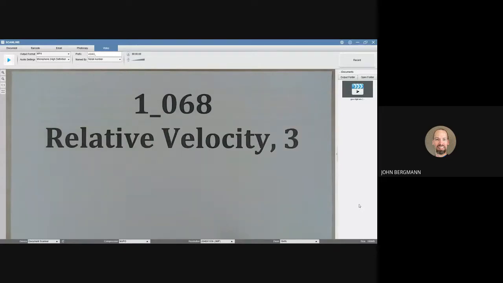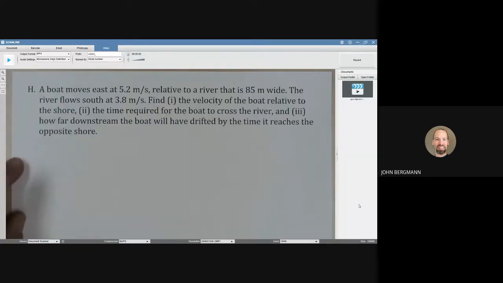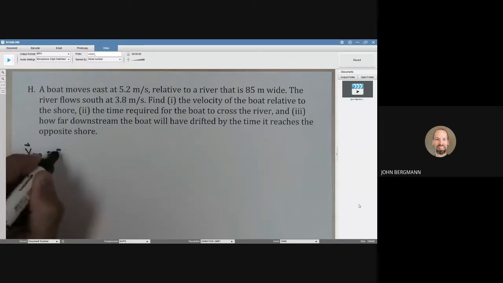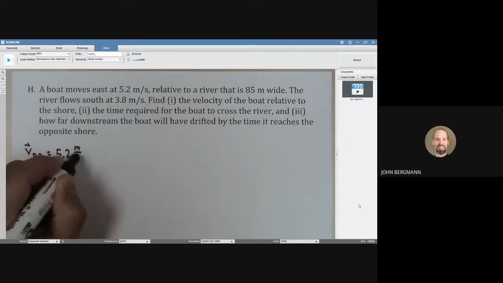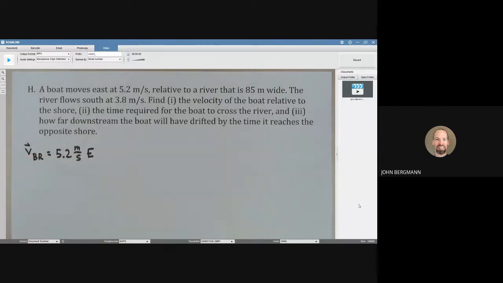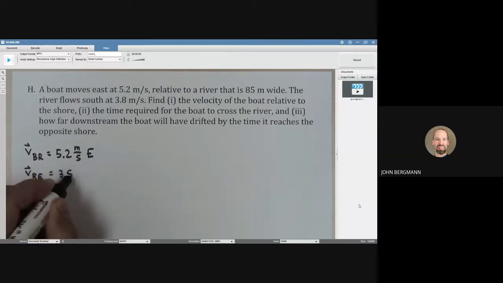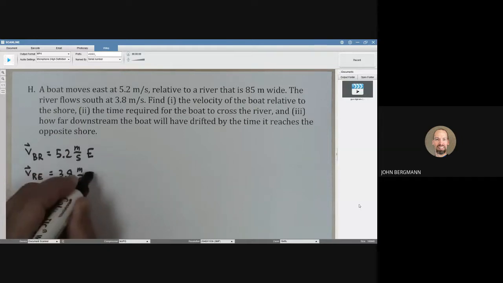Here's another relative velocity problem. A boat moves east at 5.2 meters per second relative to a river that is 85 meters wide. All right, so let's see what we can do here. The velocity of the boat relative to the river is 5.2 meters per second east. The river flows south at 3.8 meters per second. So the velocity of the river relative to the earth is 3.8 meters per second, and it flows south.